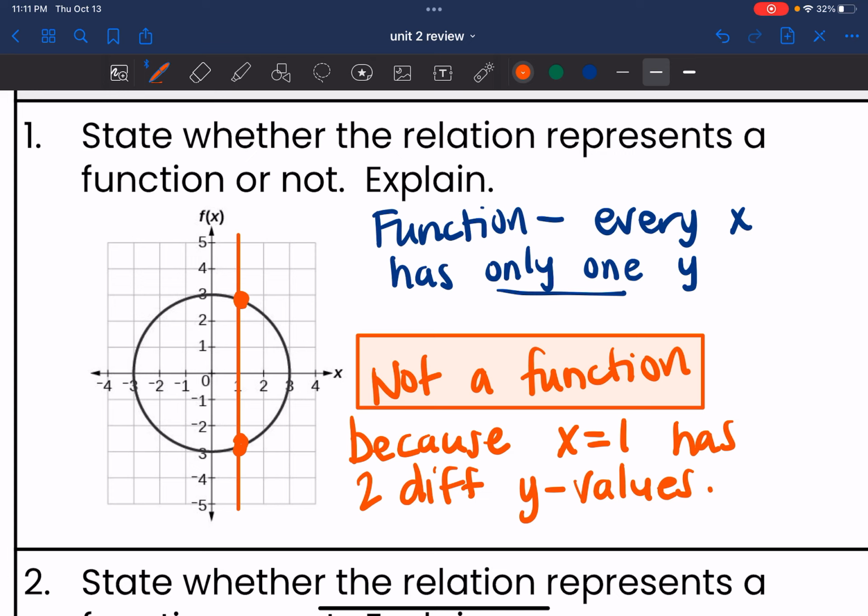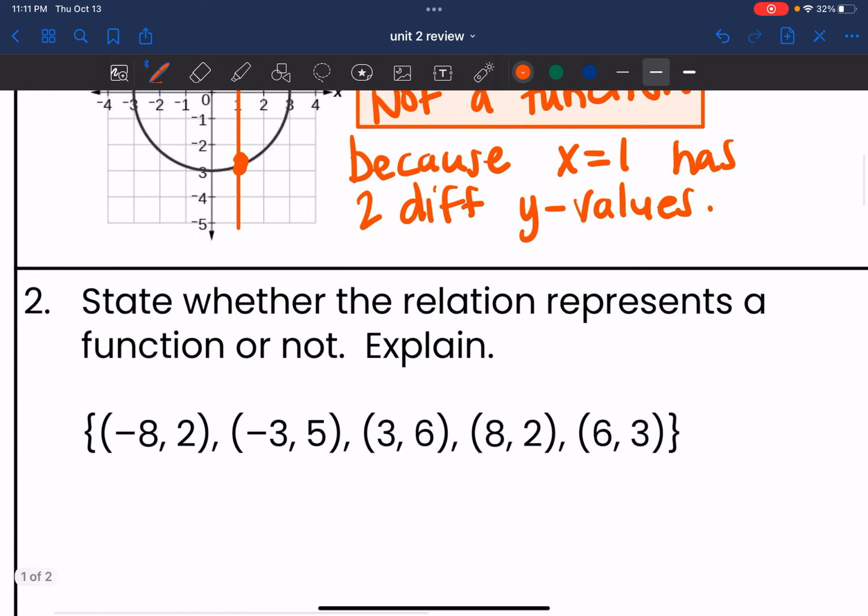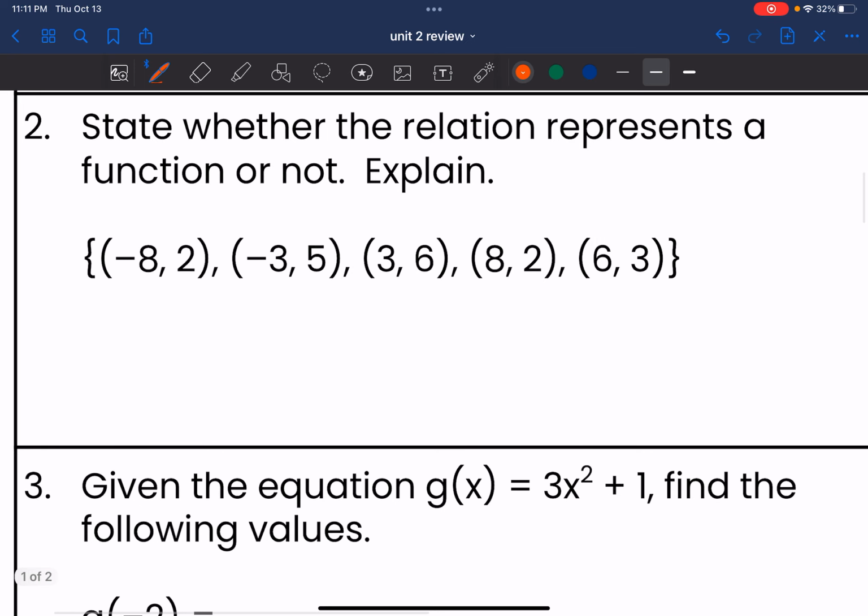Okay, let's look at the next one. So same type of question. State whether the relation represents a function or not and explain. So when you're given a list like this of points, what you want to do is look at your x values. So that's going to be the first number from each point.